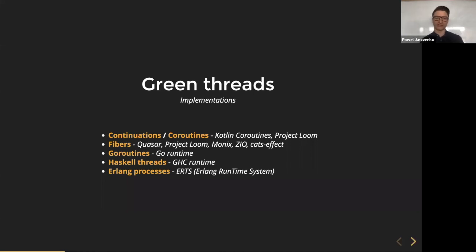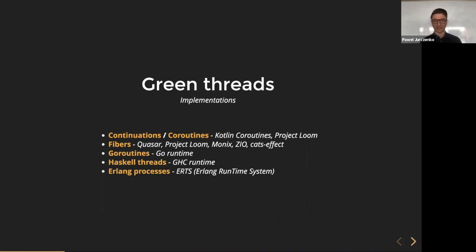Some languages have decided that green threads should be the main threading model used in the language itself, okay? And this is what happened in Go, where we have Go routines. This is what happened in Haskell, where we have Haskell threads. And this is also what happened in Erlang, where we have Erlang processes. And they are called processes and not threads because they don't share memory. Instead they communicate solely by message passing.